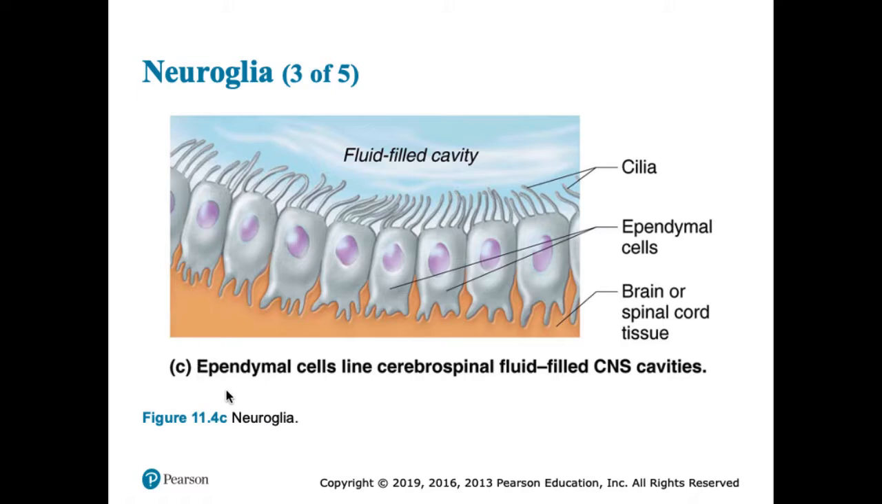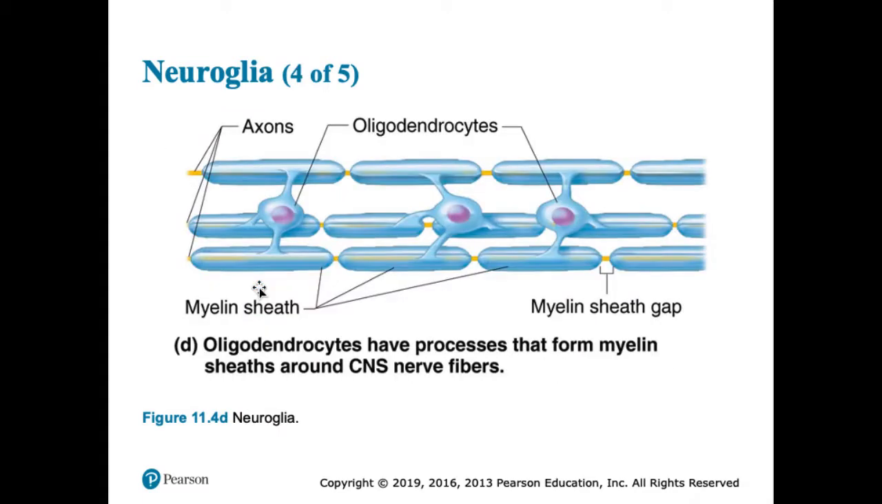We also have the epithelial cells that line the cerebrospinal fluid in those CNS cavities. So you can kind of see this is the brain or spinal cord tissue. And the epithelial cells here have cilia, and there's a fluid-filled cavity. So you can see how it basically unites or makes that connection between that brain or spinal tissue and that fluid cavity.